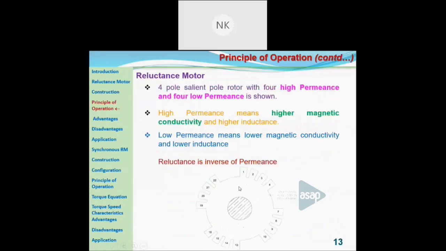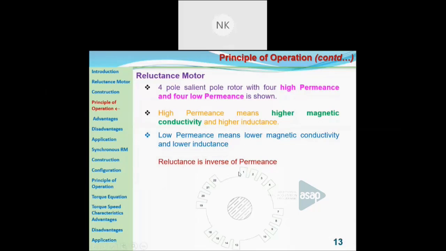So if you are cutting or removing the rotor teeth, you will have a high permeance path and a low permeance path. So here you will get the high reluctance, and here you will have the low permeance, and here you will get the high permeance, but low reluctance. Permeance and reluctance are inversely proportional, just opposite. One is the conductivity, one is the resistivity.